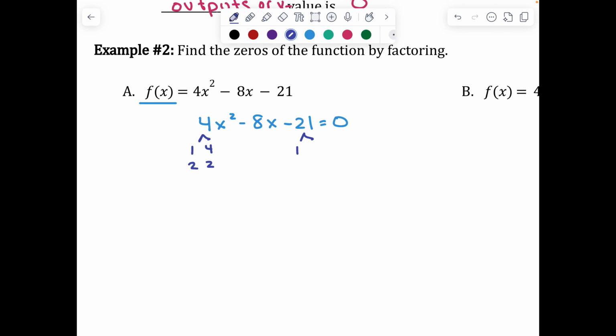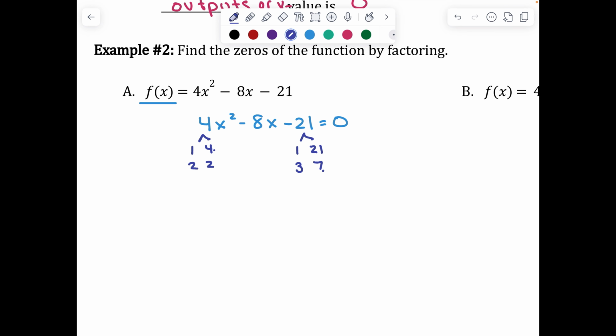Factors of 21 are 1 and 21, 3 and 7. We're looking for different signs, so we're going to have to subtract to get to 8. So I'm just going to start guessing and checking. 1 times 3 is 3. 4 times 7 is 28. Subtract those. That's going to be too big. 1 times 7 is 7. 4 times 3 is 12. That's also going to be too big, or too small. So that's not going to work.